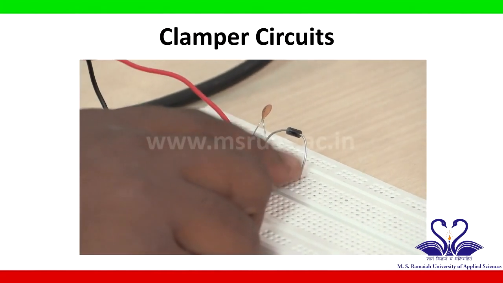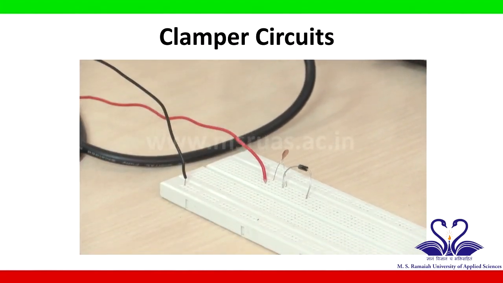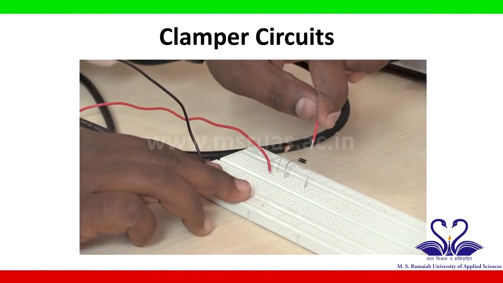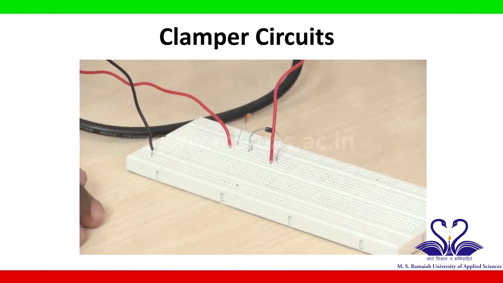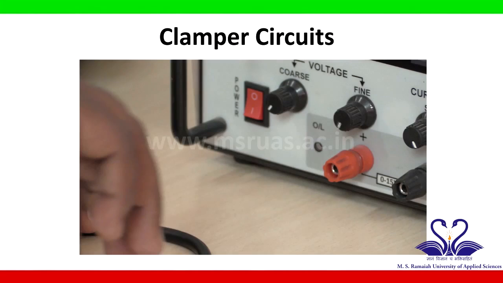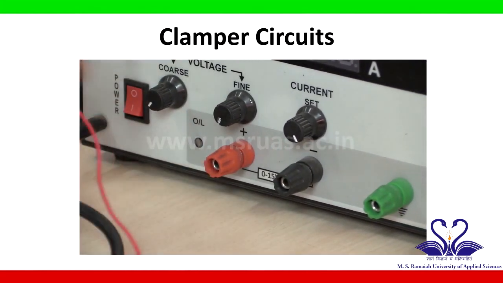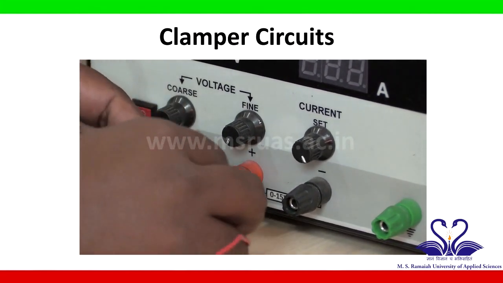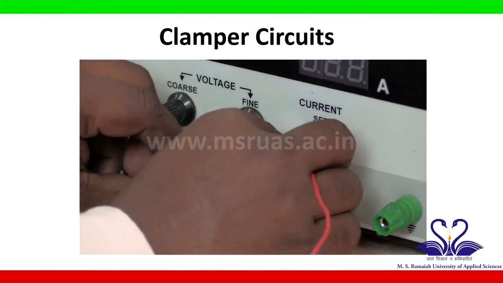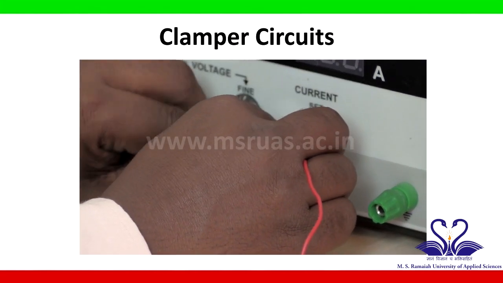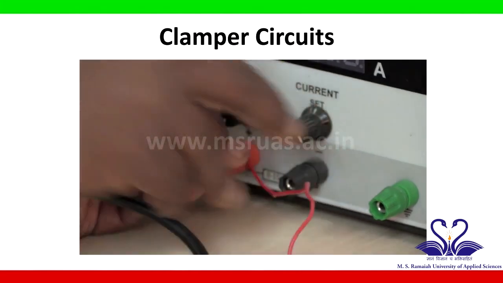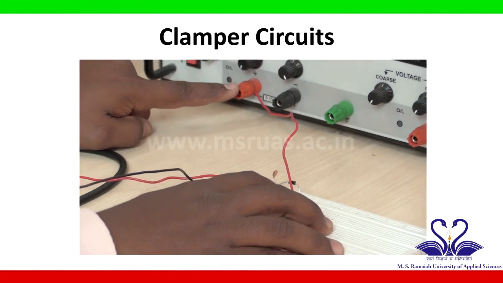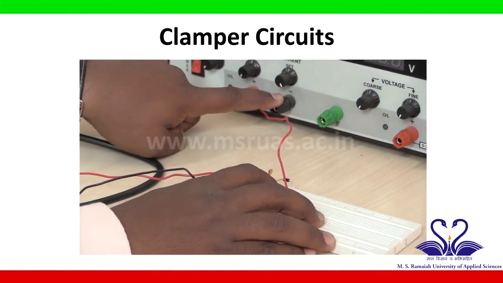Now the P terminal of the diode is connected to the positive terminal of a DC power supply. So I will take one wire and connect it to the P terminal of the diode, and connect the other end to the positive terminal of the DC power supply. So here is the DC power supply. Now the diode P is connected to the positive terminal of the DC power supply.